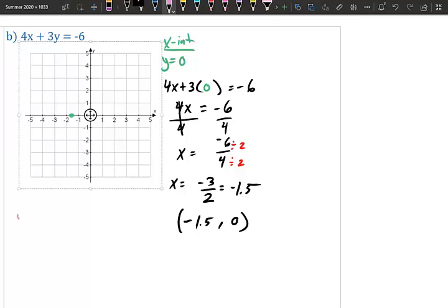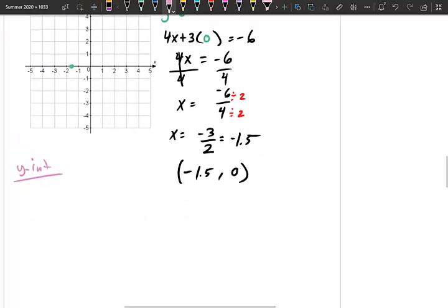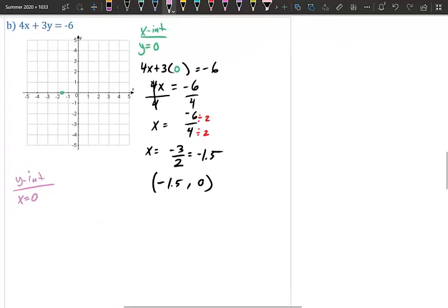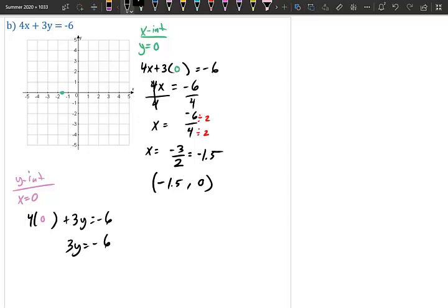Alright, now we have our y-intercept. So I want you to go ahead and pause this and find that y-intercept. Okay, so for the y-intercept, the opposite of y is x, so we make x equals 0. In our equation, we have 4 times x, which is 0, plus 3y equals negative 6. So 4 times 0 is 0. We can get rid of it. We have 3y equals negative 6. Divide by 3. So we get y equals negative 2. That means our point is (0, -2).